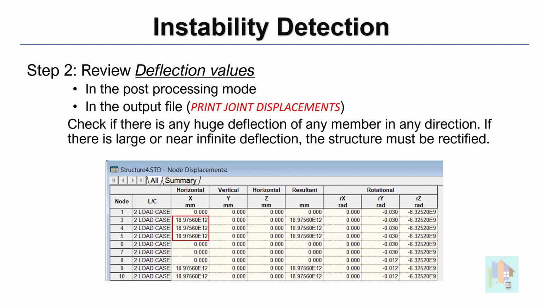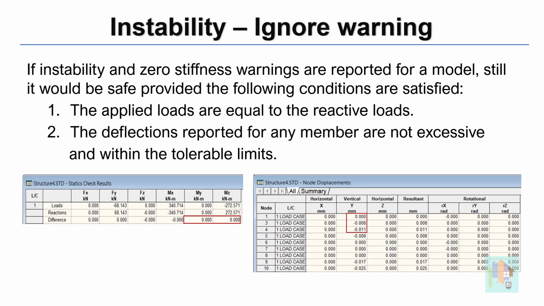These two checks provide a preliminary idea whether the structure is unstable or if there is any other effect on the structure. On the basis of the preliminary assessment, we need to further review the analysis results. There are also several conditions when we can ignore the zero stiffness or instability warning.